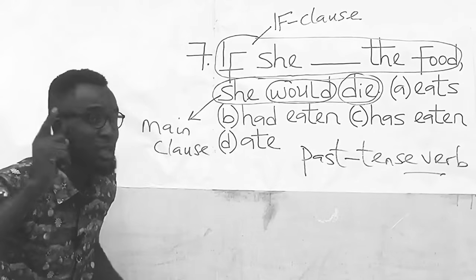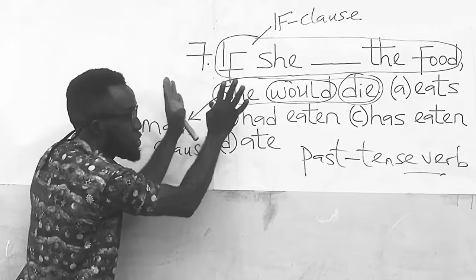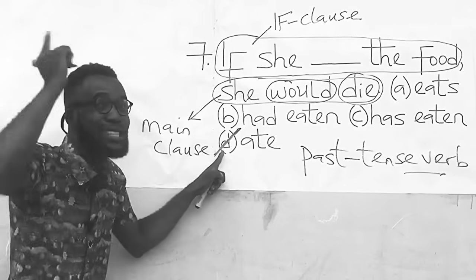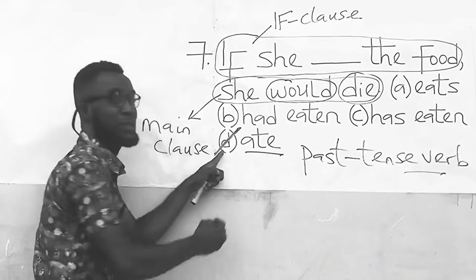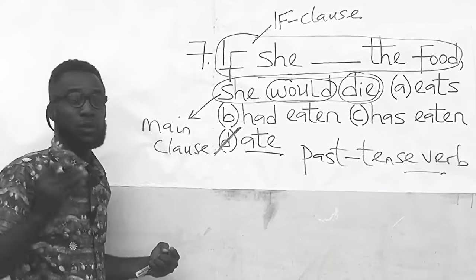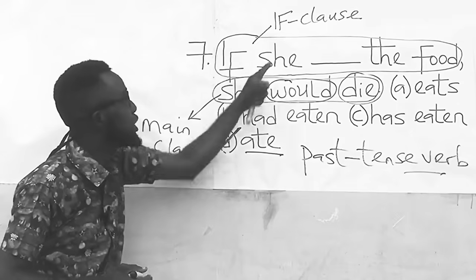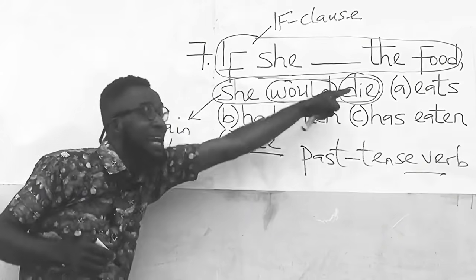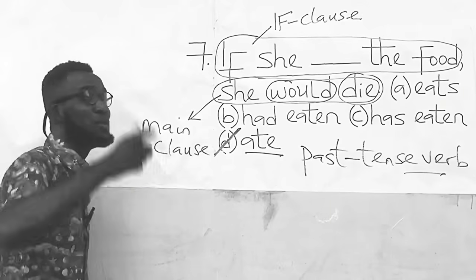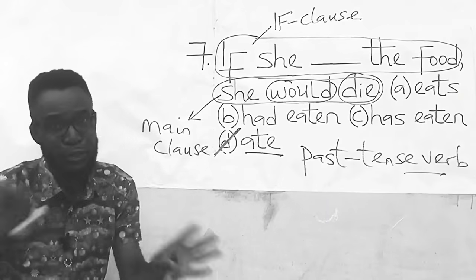For that reason, the correct option for this question is option D, because it is option D that contains a past tense verb, which is ate, because the past tense of eat is ate. So that the question reads, if she ate the food, she would die. I believe that is understood. I know a majority of you are still confused.